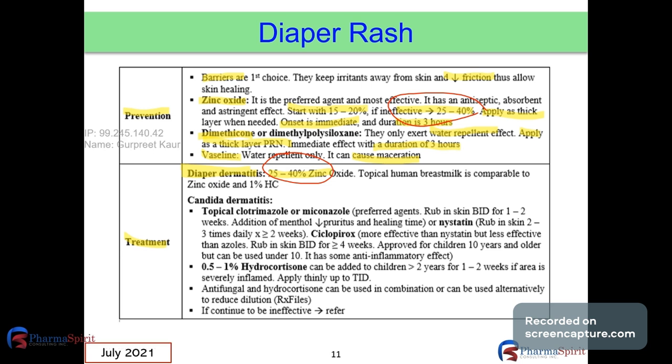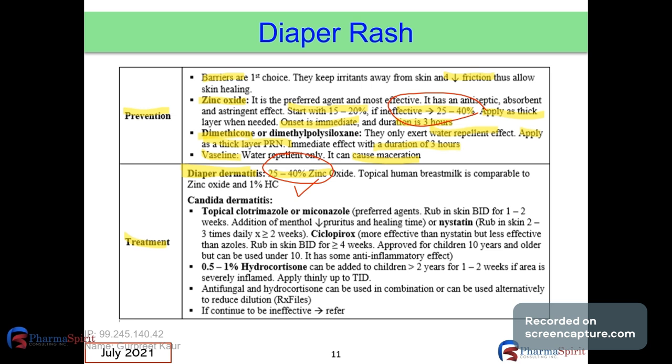Okay. Now, while the mother is using the 15 to 20% zinc oxide for the prevention, the baby got diaper dermatitis. So while using the 15 to 20%, the baby still got diaper dermatitis. For the treatment in this case, we will use 25 to 40. So we'll increase the strength of the zinc oxide for a week or so to treat the diaper dermatitis, and then we go back to the 15 to 20% for the prevention.